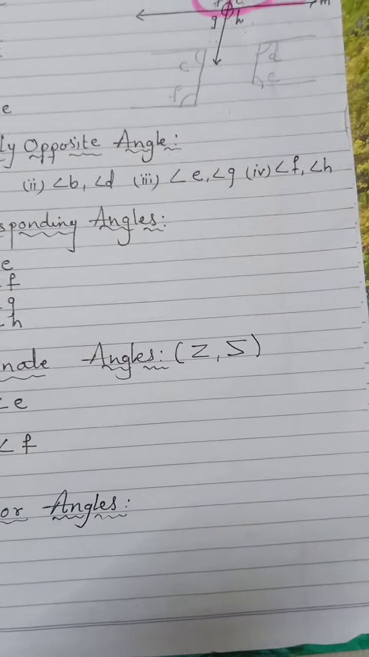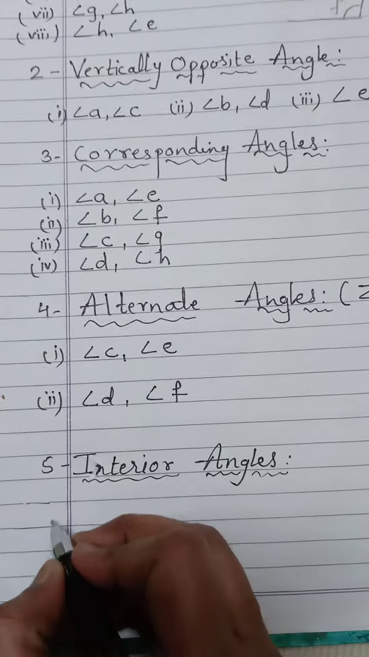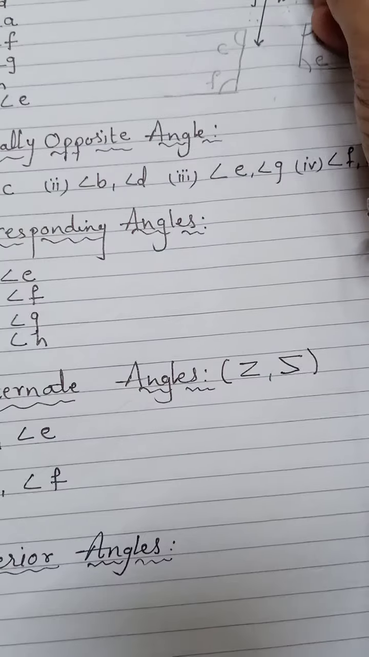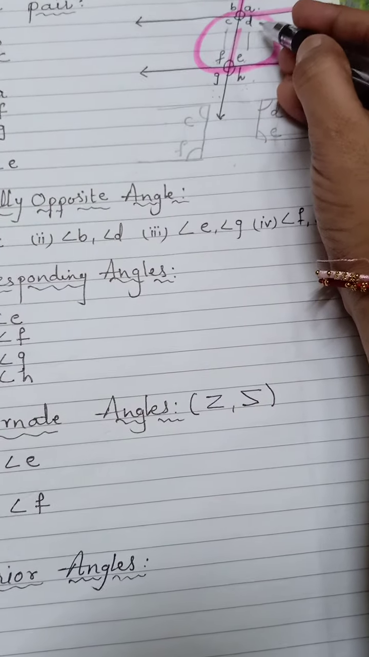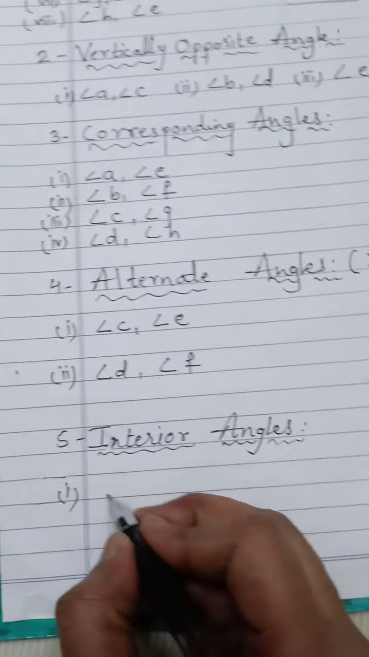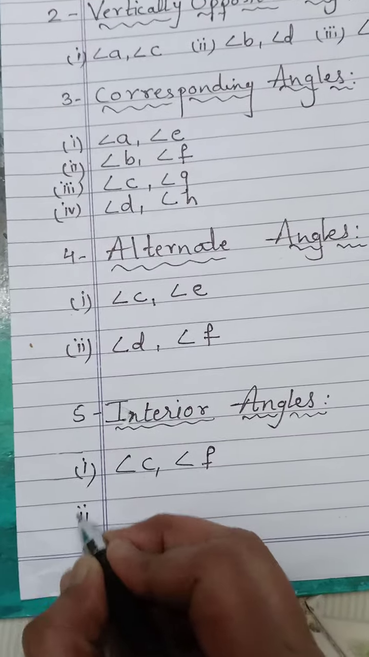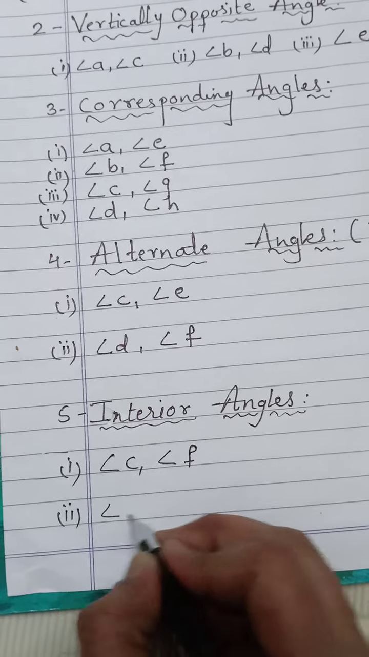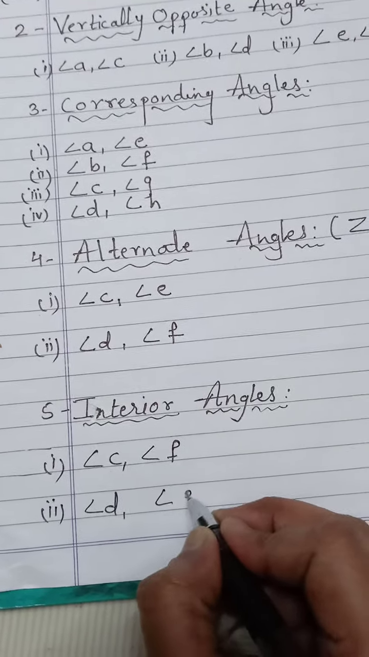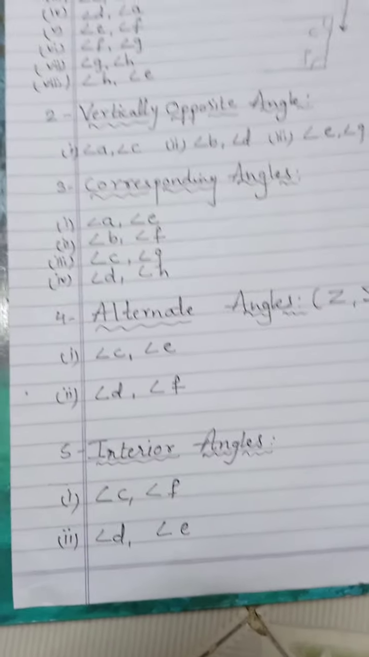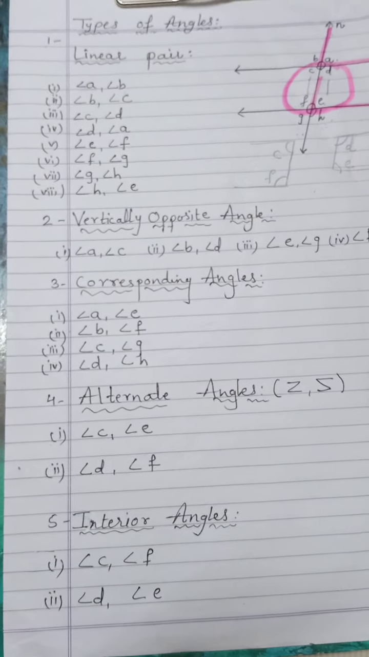So now we will write the pairs for the interior angles. The first pair will be C and F. Second is D and E. So first is angle C and angle F, and the second pair is angle D and angle E. So in this way we have completed all our types of angles.